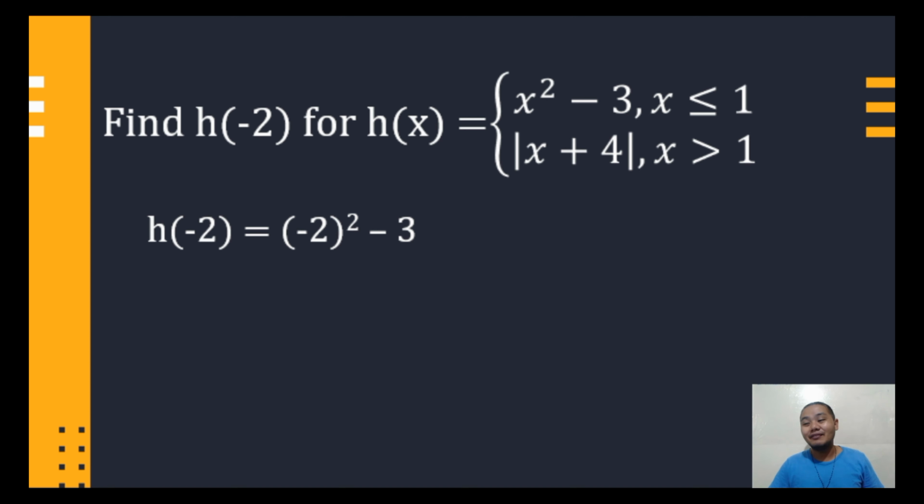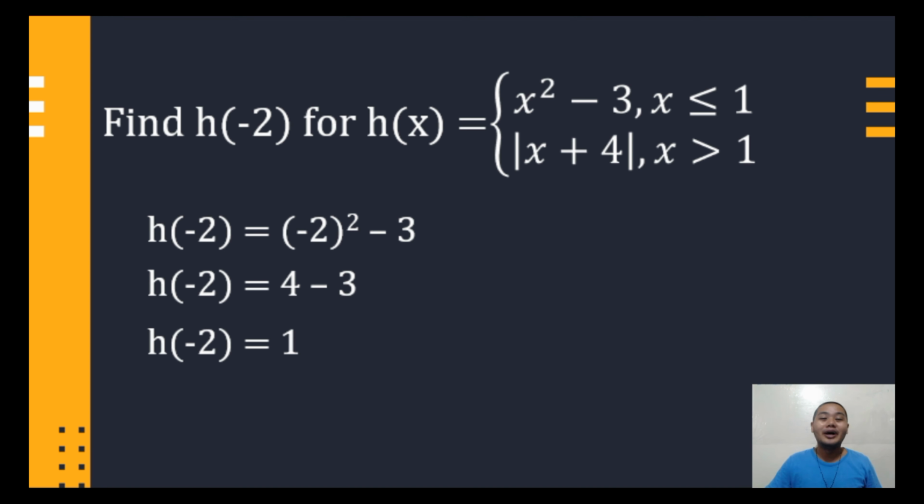So, h of negative 2, that will be 4 minus 3. Therefore, h of negative 2 is equivalent to 1. Okay? So, napakadali, napakasimple. Hindi ko siya nakikita as a difficult topic. Hindi ko siya nakikita as a confusing topic.